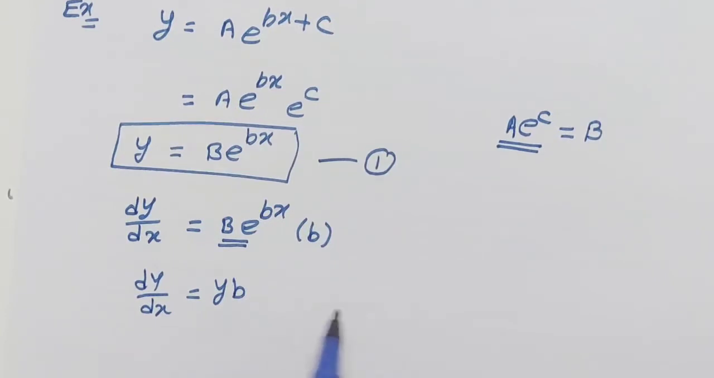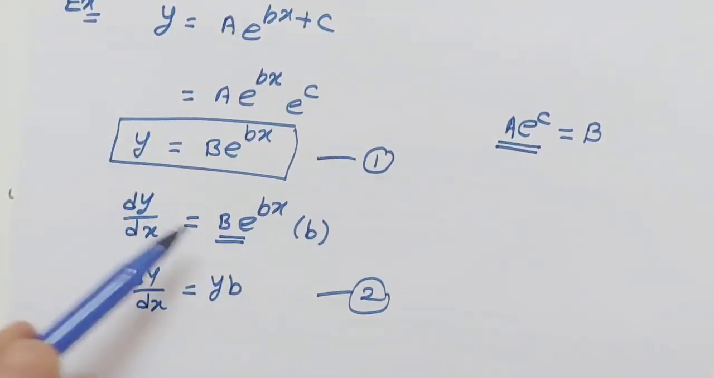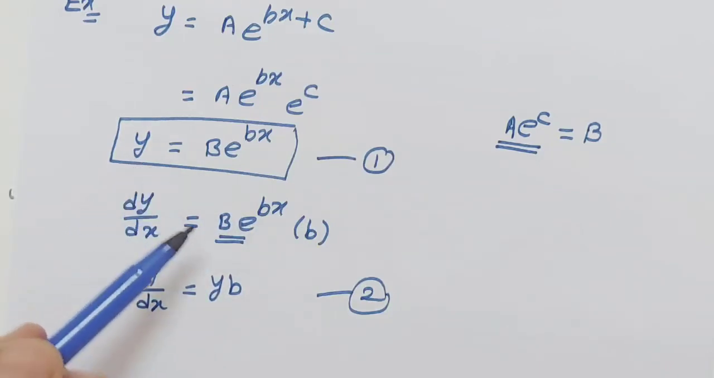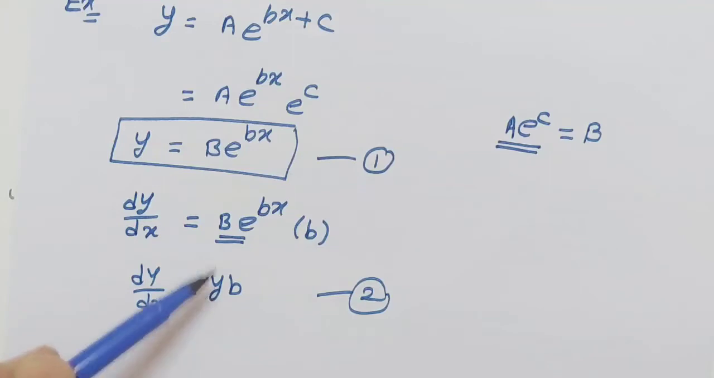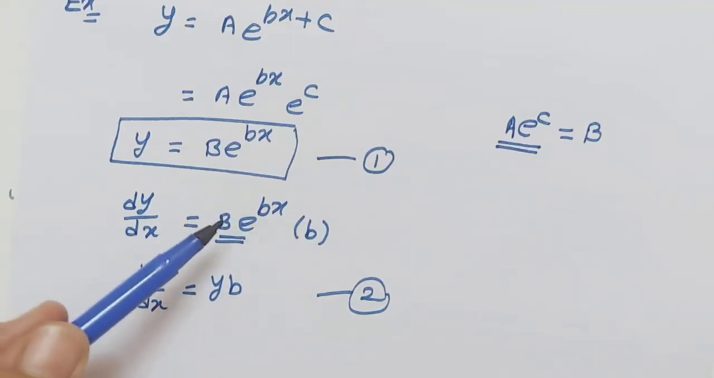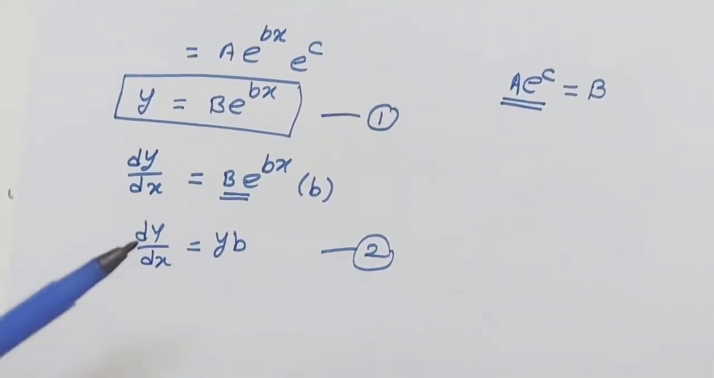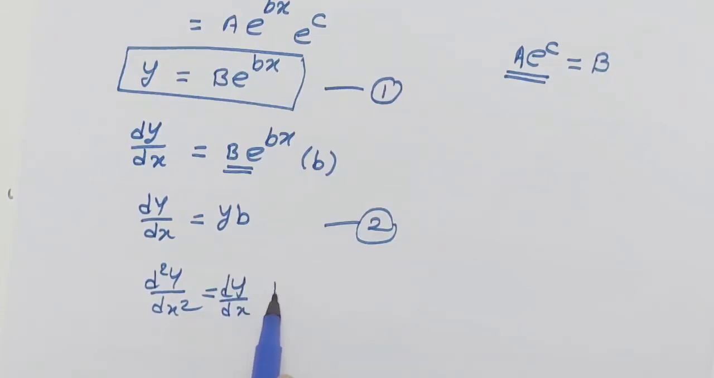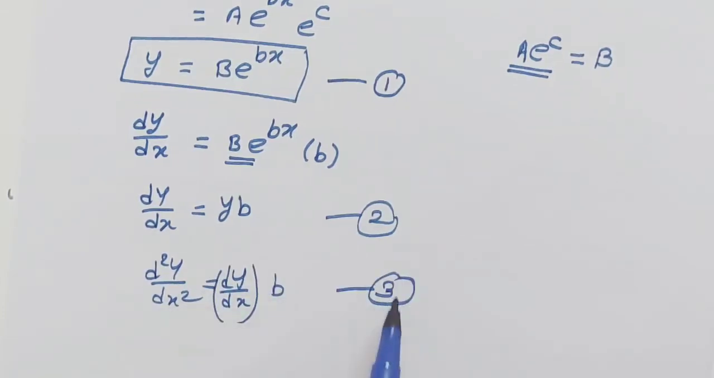Again differentiate this term, because we said that if we have 2 arbitrary constants then we have to differentiate the given equation of the curve twice. So we differentiated it once, and here this term is nothing but y from equation 1, so instead of this term we can write y. So one constant is reduced, capital B is skipped from here. Now again differentiate this term, so we get d square y by dx square is equal to dy by dx into b. This is equation number 3.